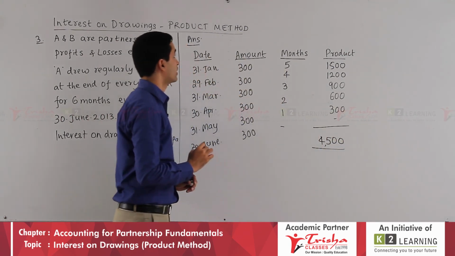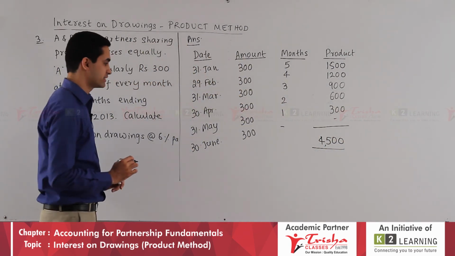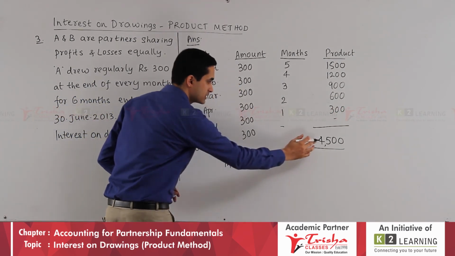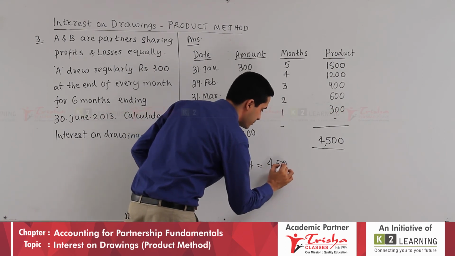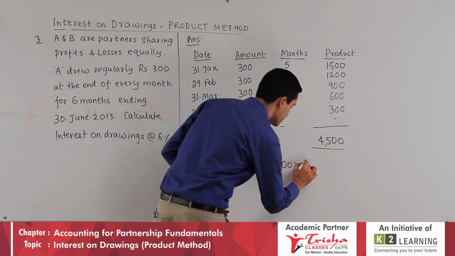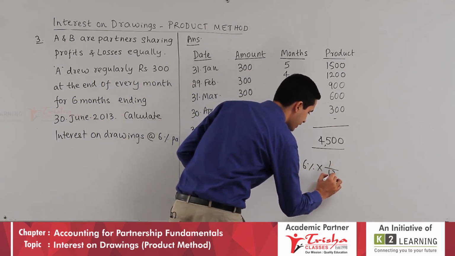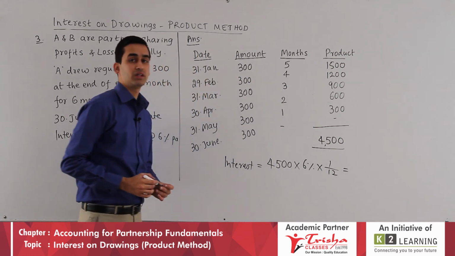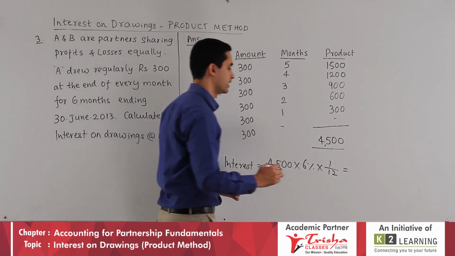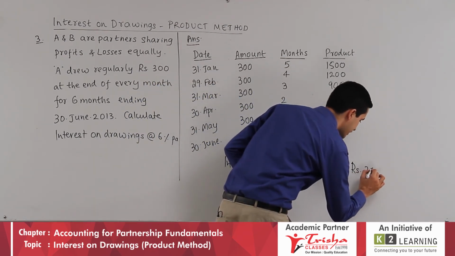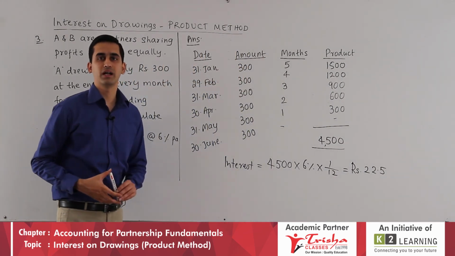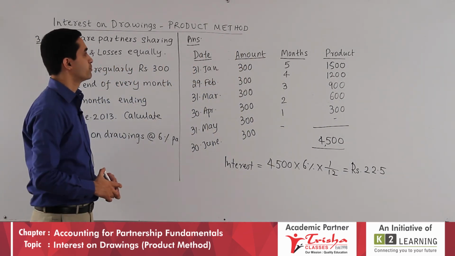Now, under product method, how do I calculate interest? Interest is equal to total products, that is 4,500, multiplied by rate of interest, that is 6%, multiplied by 1 divided by 12. When I calculate 4,500 into 6% multiplied by 1 by 12, I will get rupees 22.5 as interest on drawings. This is how we calculate interest under product method.